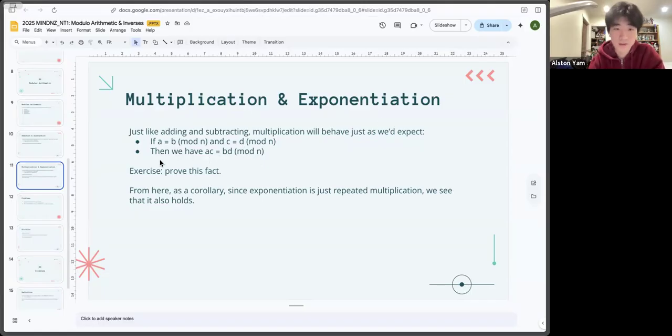Well, if we have proved this, then we know that we can multiply inside mod n, and the remainder will also be kept the same as when its remainders multiply together. So let's take about 5 minutes to think about this, and I'll come back and prove this fact.